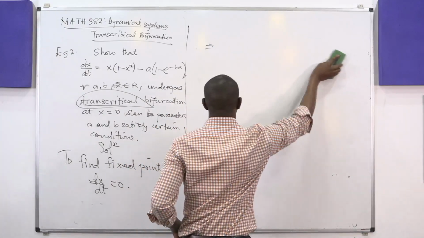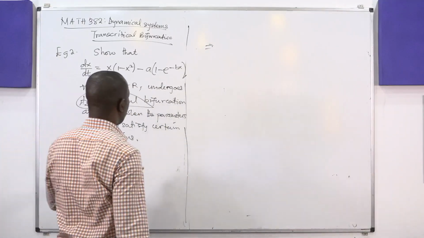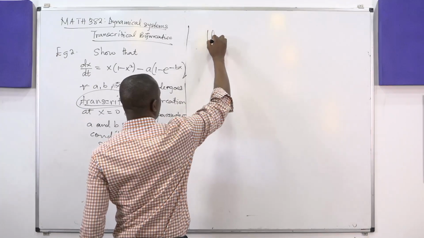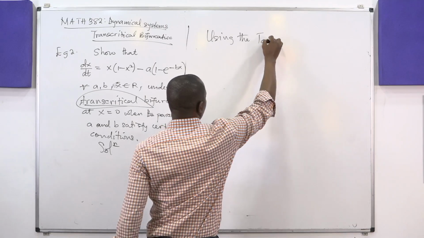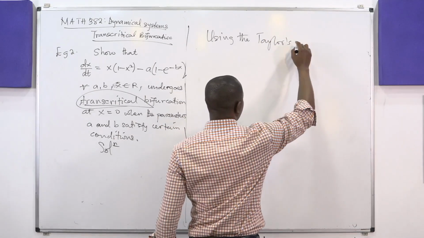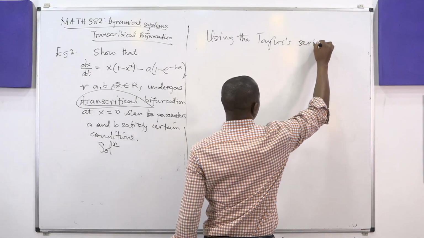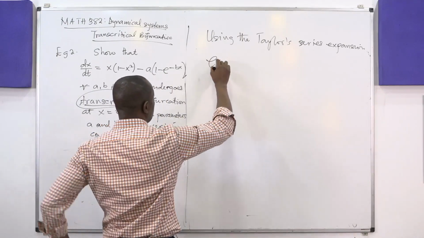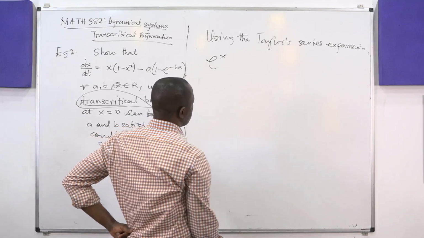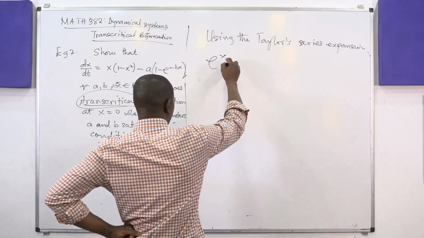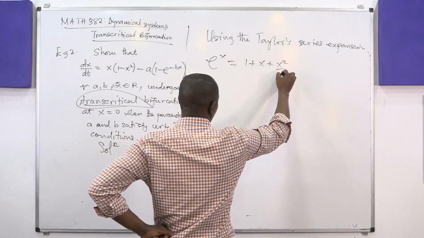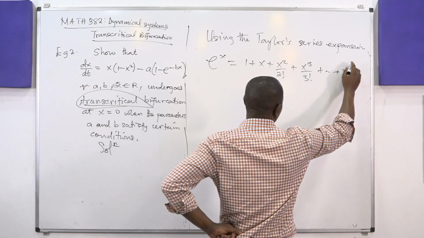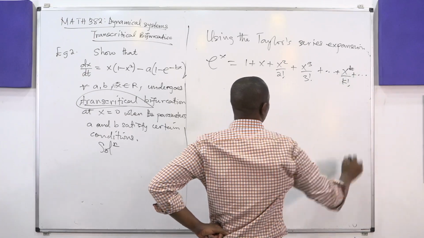So the first thing we have to do is approximate this one, e raised to the power x, using the Taylor series. So using the Taylor series expansion, we know this function, e raised to the power x. E raised to the power x is 1 plus x plus x squared over 2 factorial plus what? And so on. Is that okay?